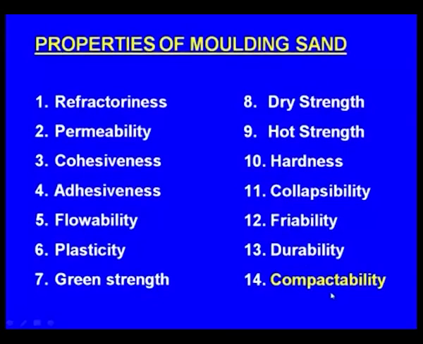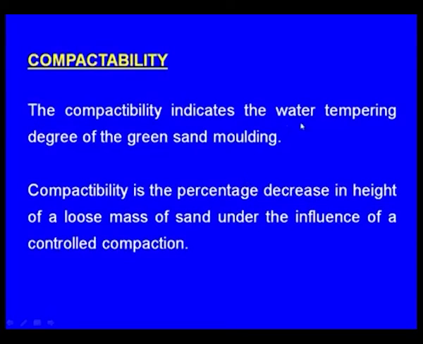It is the ability of the molding sand to withstand the repeated cycles of heating and cooling during the casting operations. Finally, let us learn about compactability. What is compactability? Compactability indicates the water tempering degree of the green sand molding. Compactability is the percentage decrease in height of a loose mass of sand under the influence of a controlled compaction. Maybe we take the loose sand, put it inside a container and give some jerks; to what extent it will be compacting, that is the compactability.